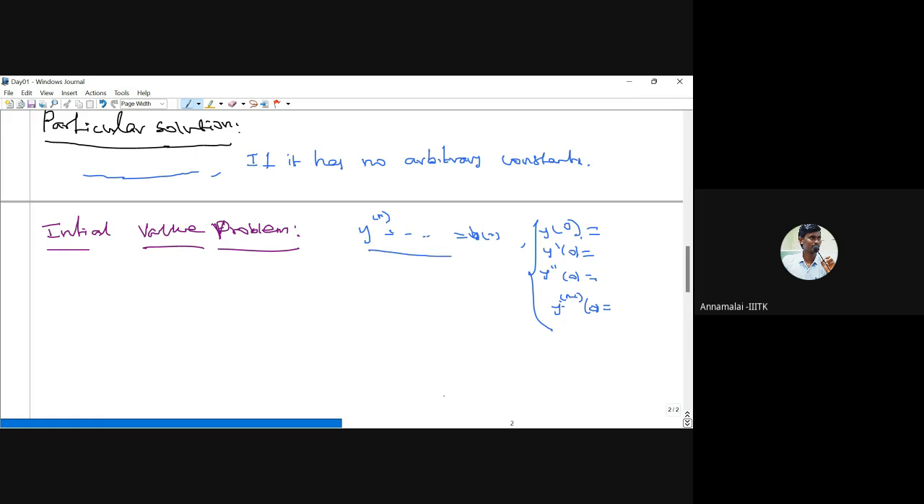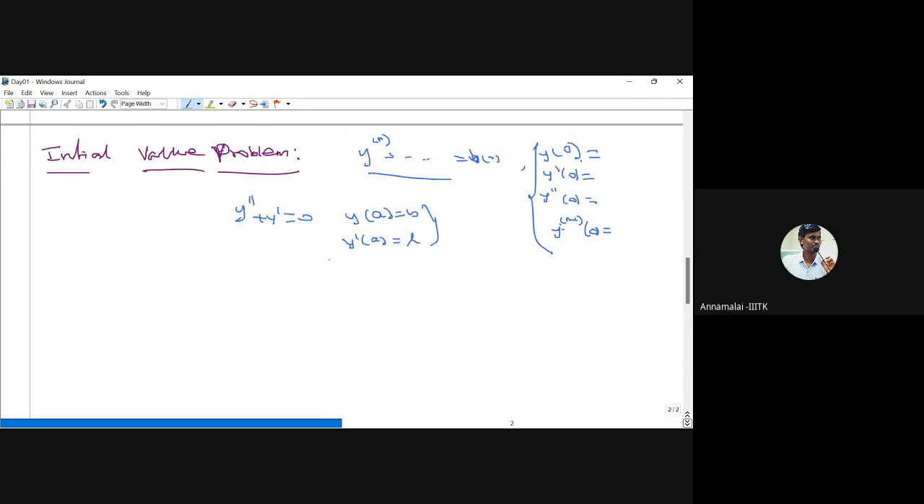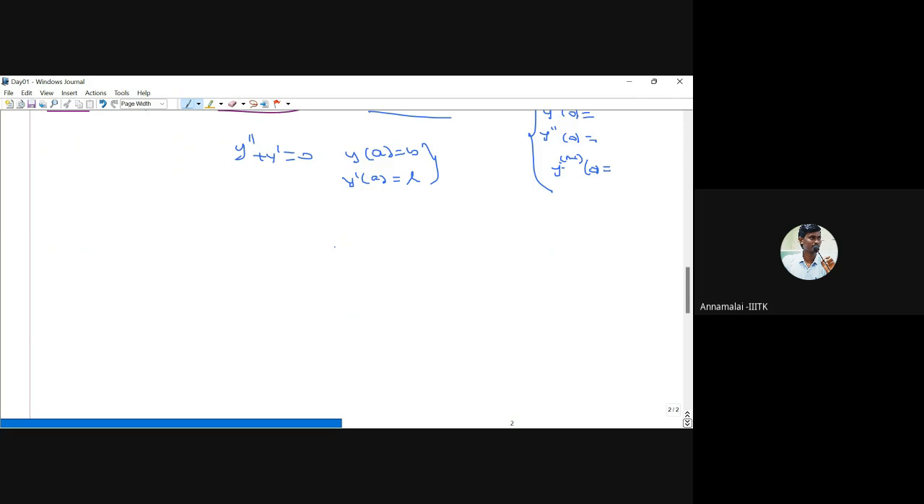So if you have n initial conditions with the nth order differential equation, the system is called the initial value problem. If you take a second order differential equation, for example y double dash plus y dash equal to 0, the initial conditions mean we have to take y of a equal to something and y dash of a equal to some value. So we need two initial conditions for a second order differential equation. Now, first we start with the first order, first degree differential equation, and the methods to find its solution.